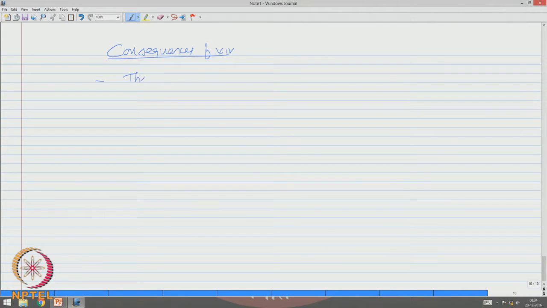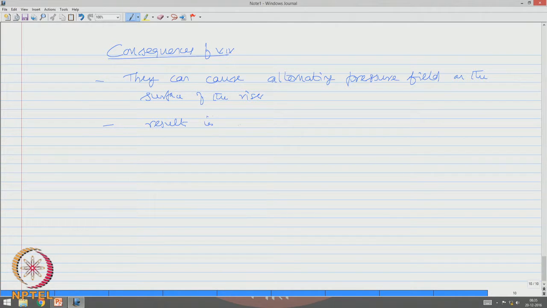They can cause an alternating pressure field on the surface of the riser. This can result in oscillating lift and drag forces. That is a very important consequence.